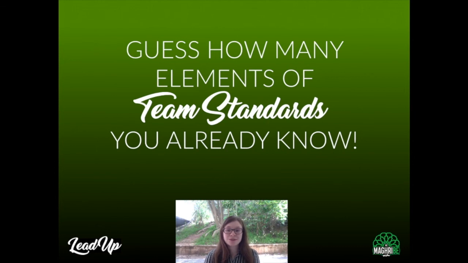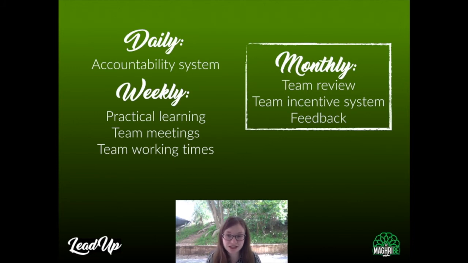Okay, so now people, guess how many elements of team standards you already know? You already know the daily action that you need to take. You already know the weekly things that you need to do that we discussed yesterday, which are the accountability system, practical learning with delegating different tasks, team meetings, and team working times when you all work together. And today you also got to know 3 new things that need to happen monthly: the team review, the team incentive system, which is the R&R system, and the feedback.